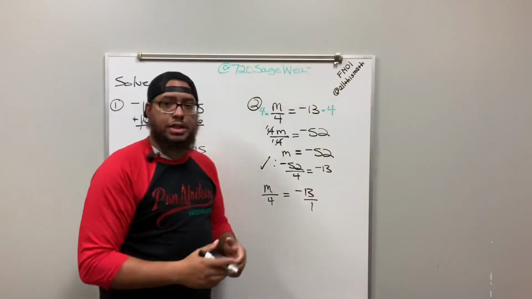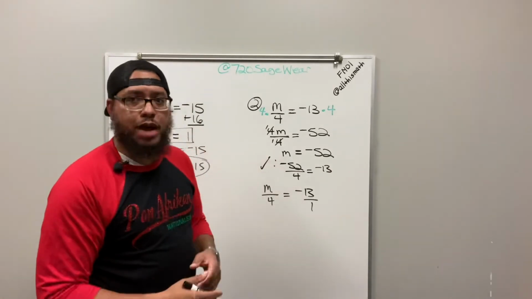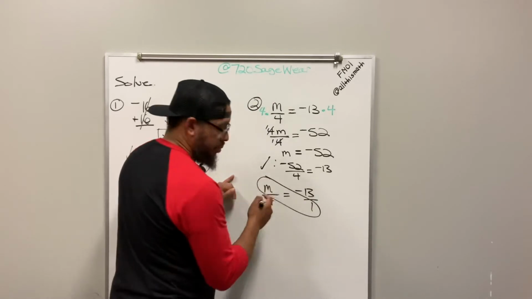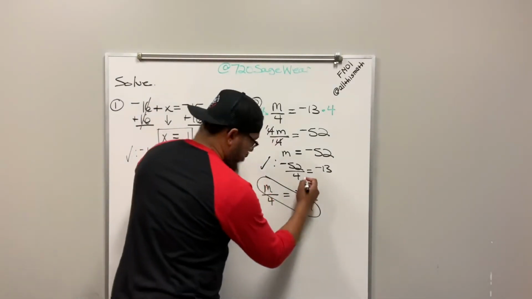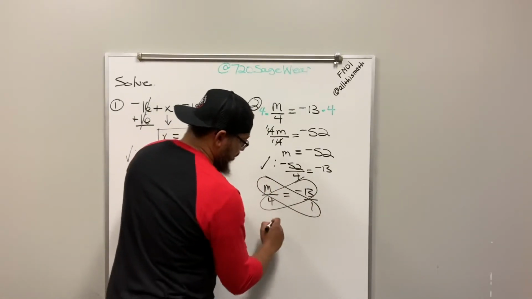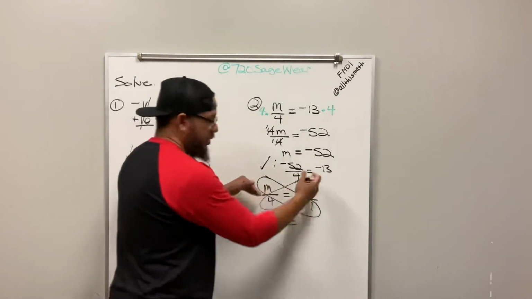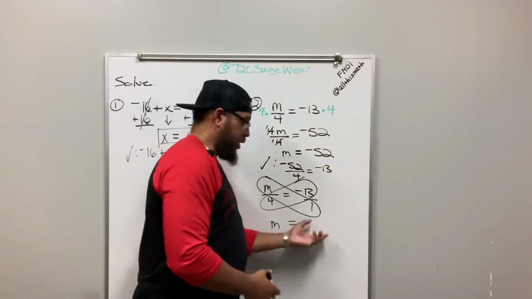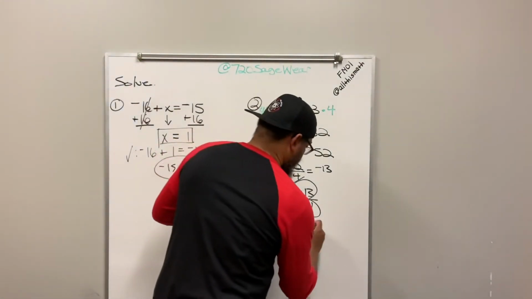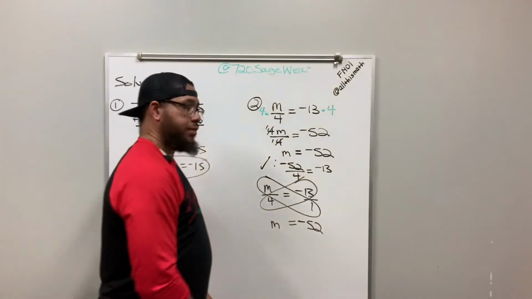The reason I do that is because I can use something called the cross product property. The cross product property says I can multiply diagonally, like in an X formation, like Malcolm X, right? Go in an X formation, multiply upper left times bottom right. M times 1 is M. Write your equal sign. You take the product of each diagonal and write it on each side of the equal sign. And then you do 4 times negative 13, which is still negative 52. And we already checked our answer, so we already know it's right. All right?